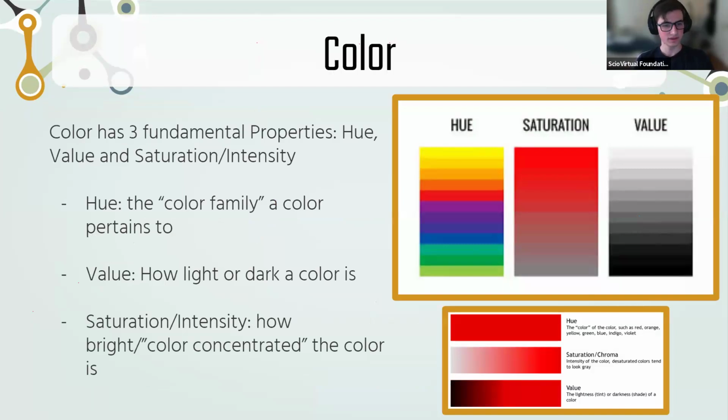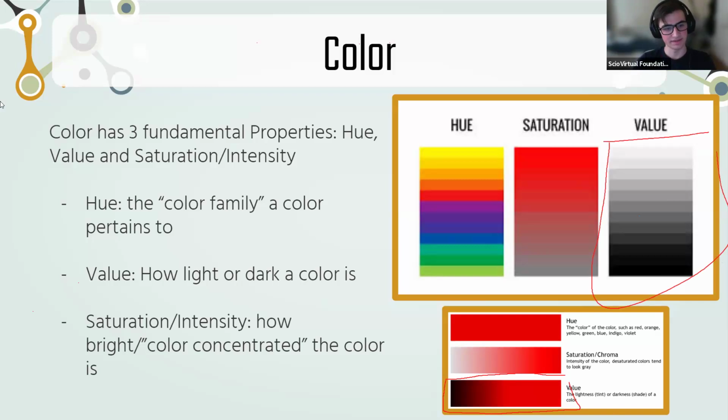Finally, let's talk about color. And color has three fundamental properties. Those are hue, value, and saturation. Hue is like the color family that a color pertains to, whether that be just red, blue, green, or any color in between. It's the overall color family. And there's value. Value is basically where it is on a grayscale point of view. It's how dark or how light it is. This is what we mean by value, how light or dark it is.